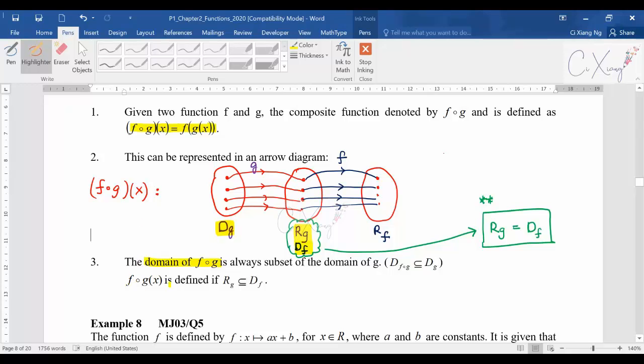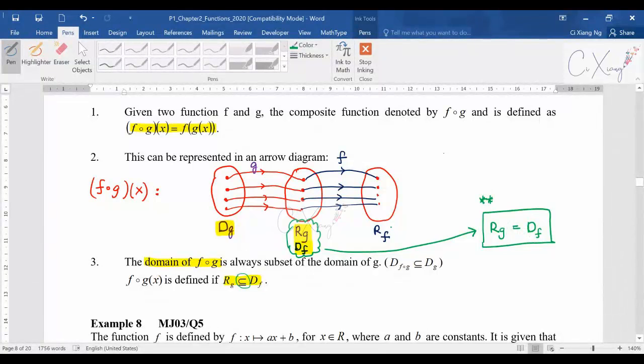And F composite G is defined if the range of G is a subset of the domain of F. Again, I will usually tell students, don't get confused by the word subset. They are not going to test you in such detail. Usually we'll assume that the range of G is equal to the domain of F.